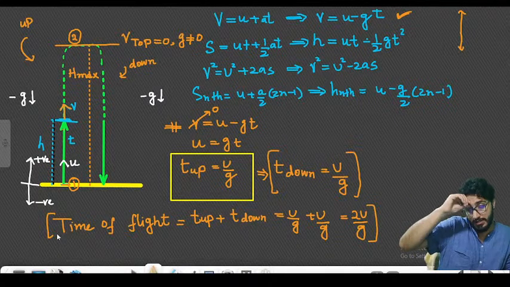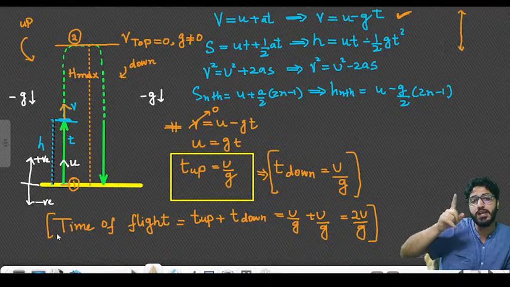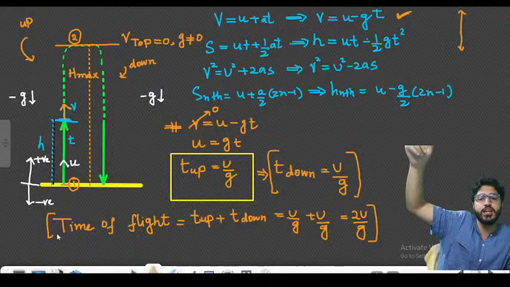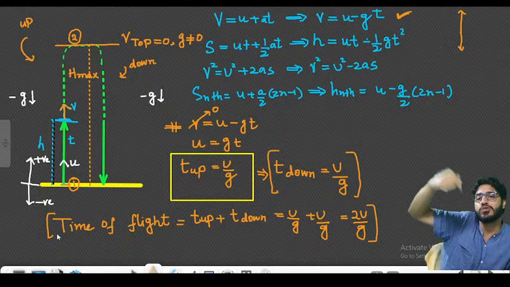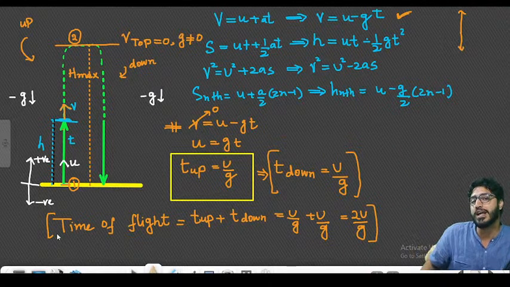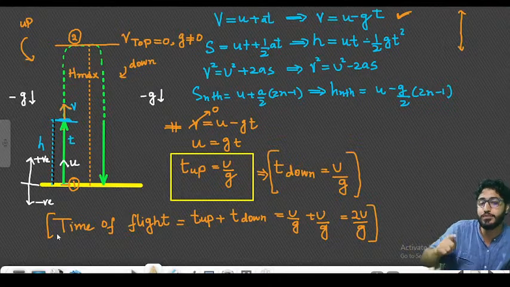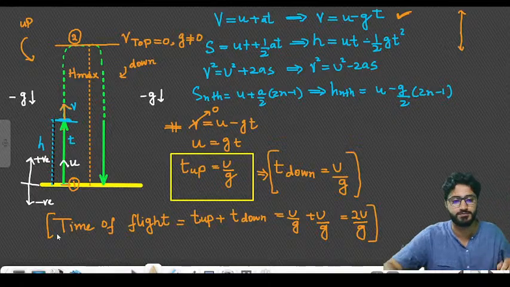What is total time? Let us suppose the time taken by the stone to go from your hand to the top is 2 seconds, and to come from the top back to your hand is 2 seconds. What is total time? 2 seconds plus 2 seconds, 4 seconds. That means time of flight is 4 seconds. Done?